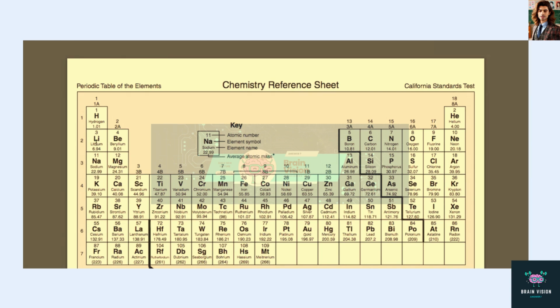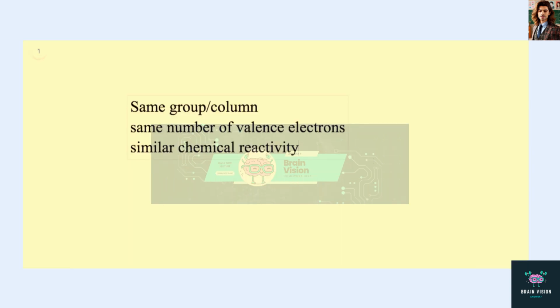Therefore, our best option would be lithium and sodium, C. And we choose C. We choose C because it has the same number of valence electrons as it's in the exact same group.